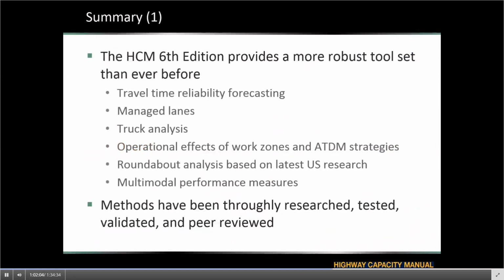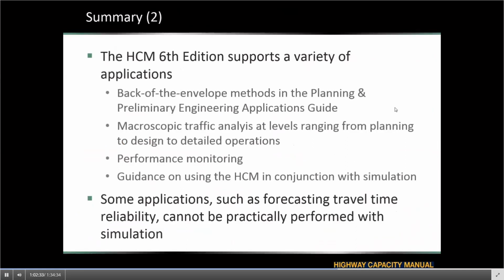These methods have also been research tested and validated, as well as peer-reviewed more than ever. Paul showed you a few examples of the sensitivity results and the example problems, the sample results, which are now available for all the different methodologies to provide sensitivity testing, to clarify what inputs are important and what inputs don't have as much of an impact, to really provide that explicit guidance, as well as a lot of input from agencies across the country.